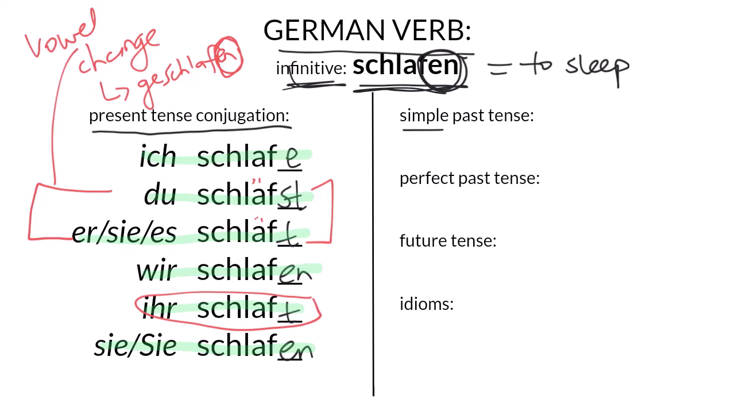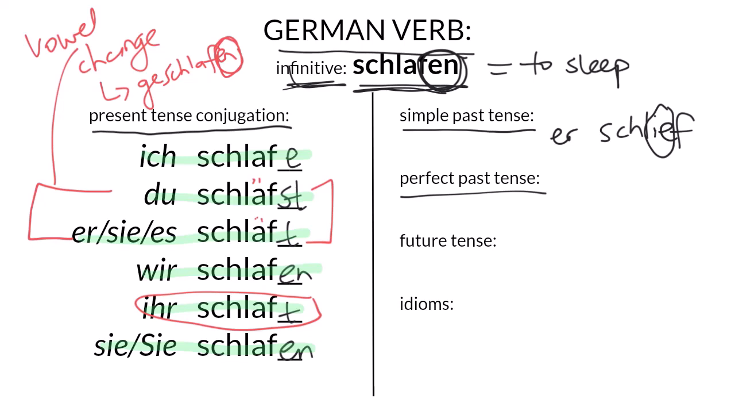Let's now look at the simple past tense. The er form is schlief, which is a bit weird. We're very used to those vowel changes, though, in the simple past, and that form will give you all the other forms that you need to use.